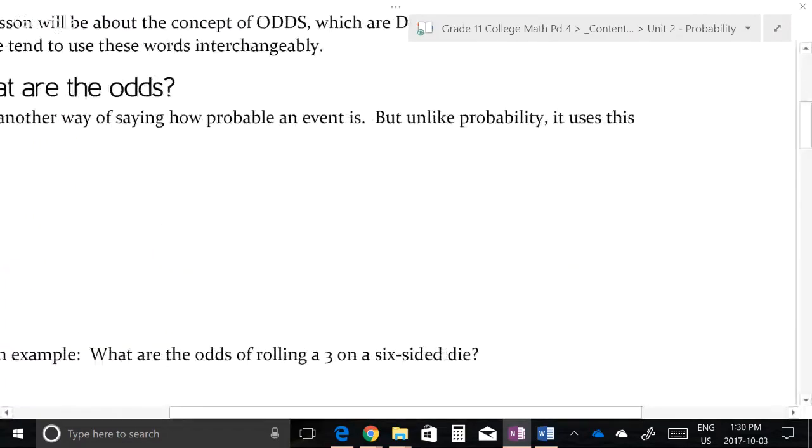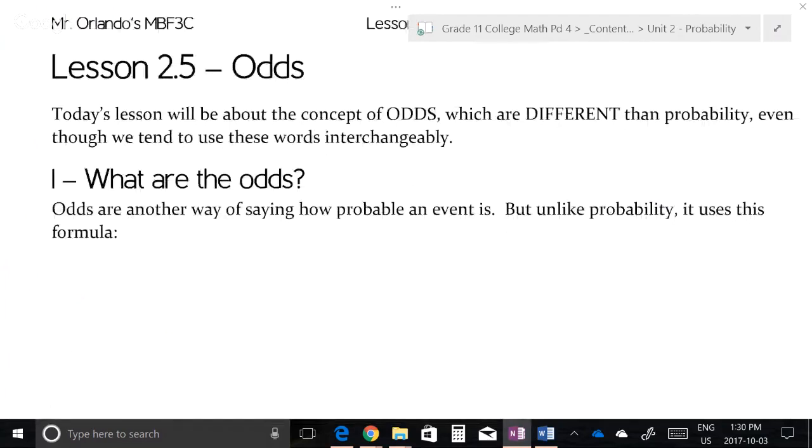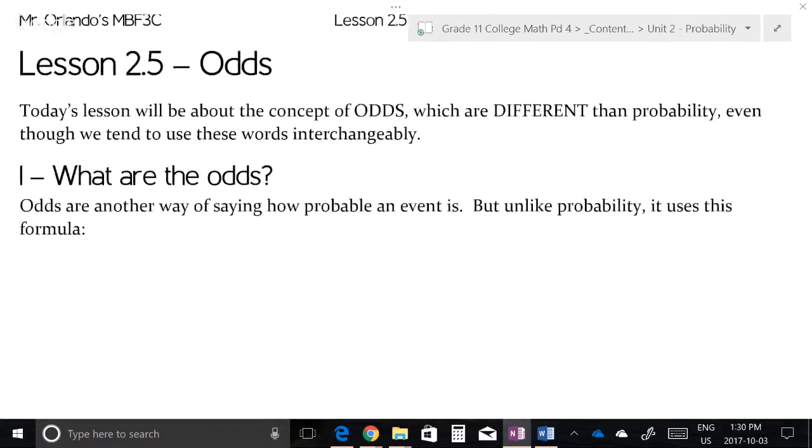Despite how we use this language in day-to-day life, when we speak mathematically, odds are different than probability. They don't mean the same thing. And this can lead to lots of confusion, all right? Because there are two main places where we use odds.